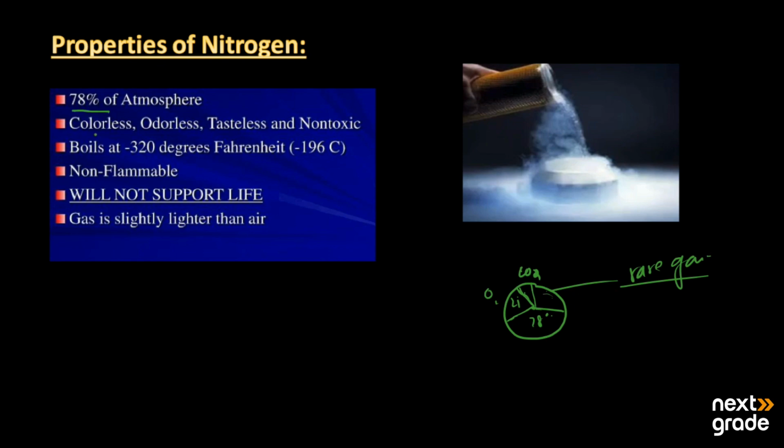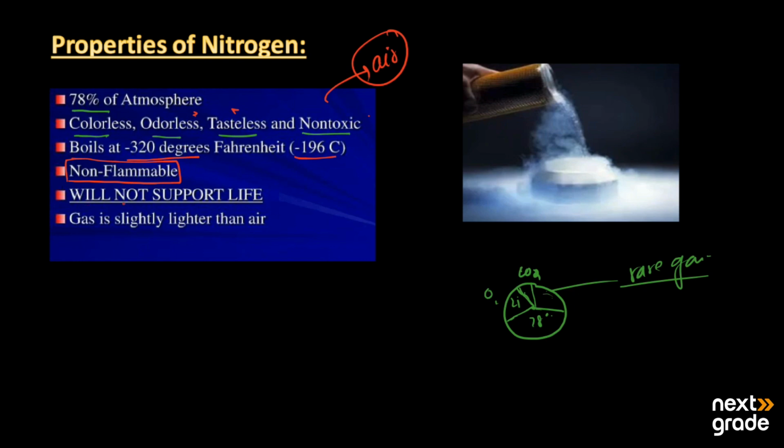Nitrogen is a colorless, odorless, tasteless, and non-toxic gas. We can also check its non-toxicity: it is present in the air and it is non-toxic at all unless any other substance reacts with it. The boiling point of nitrogen is minus 320 degrees Fahrenheit, and in Celsius it is minus 196. It is non-flammable, meaning it does not catch fire.